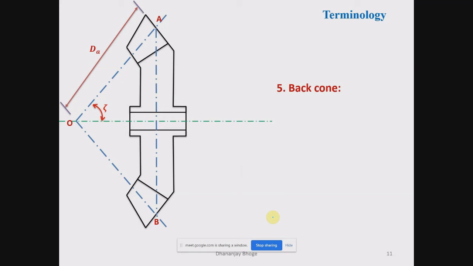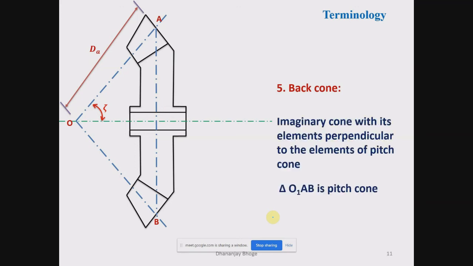Which front cone have we drawn? Pitch cone OAB. This is our main cone, or pitch cone. Now we have to define the back cone. How will the back cone be? The generators of back cone will be perpendicular to the generators of pitch cone. Okay. So back cone is an imaginary cone with its elements perpendicular to the elements of pitch cone.